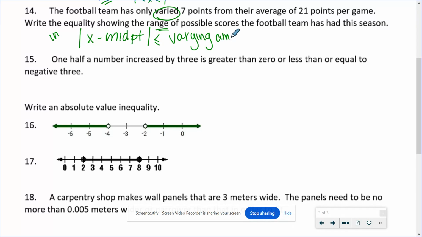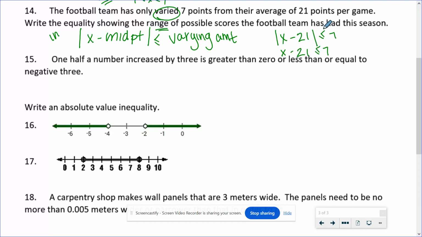So some of you may have said, oh, I know exactly how to do this. I'm going to take x minus the midpoint, which is their average of 21 points per game, and then less than or equal to 7. If you leave it like that, that is definitely okay because that was the inequality, but it wasn't showing the range. So most likely, if it were a multiple choice question, you would want to solve that.